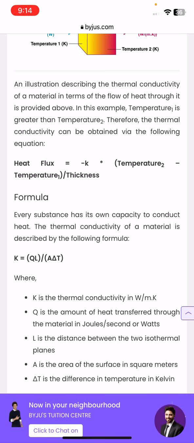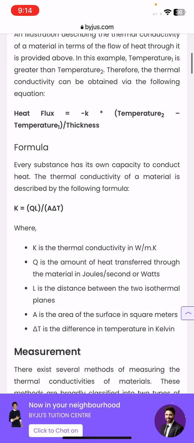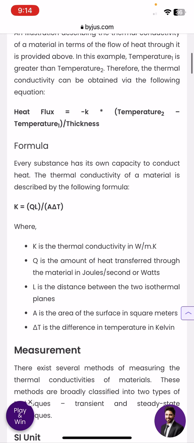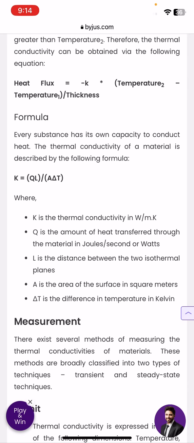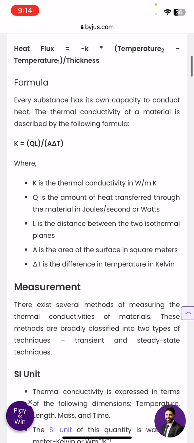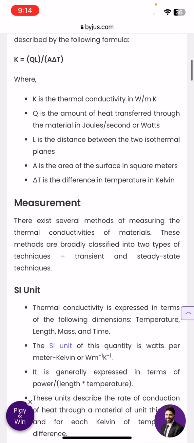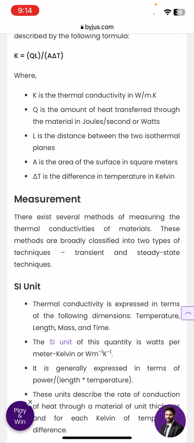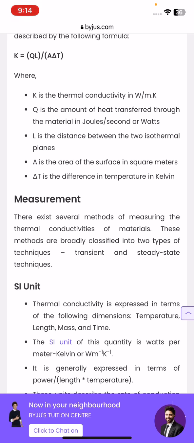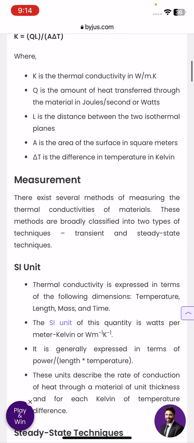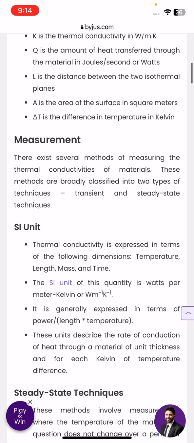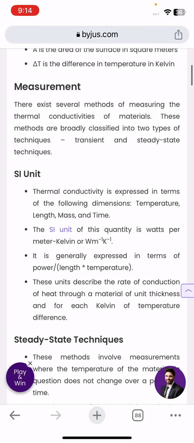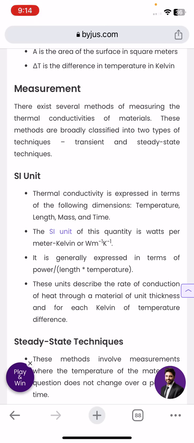Formula: every substance has its own capacity to conduct heat. The thermal conductivity of a material is described by the following formula: K is equal to QL divided by A delta T, where K is the thermal conductivity in W/mK. Q is the amount of heat transferred through the material in joules per second, or watts. L is the distance between the two isothermal planes. A is the area of the surface in square meters. Delta T is the difference in temperature in Kelvin.